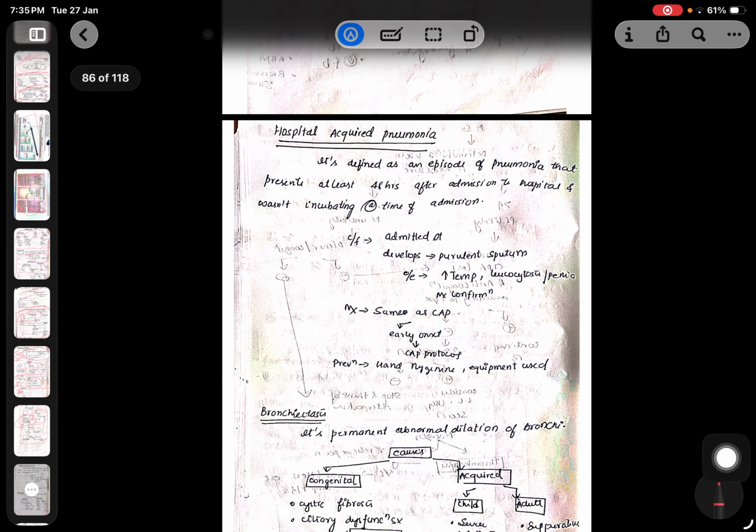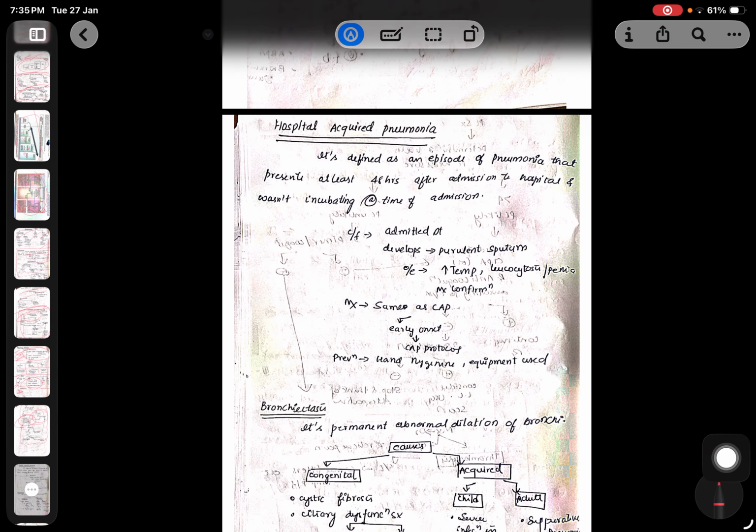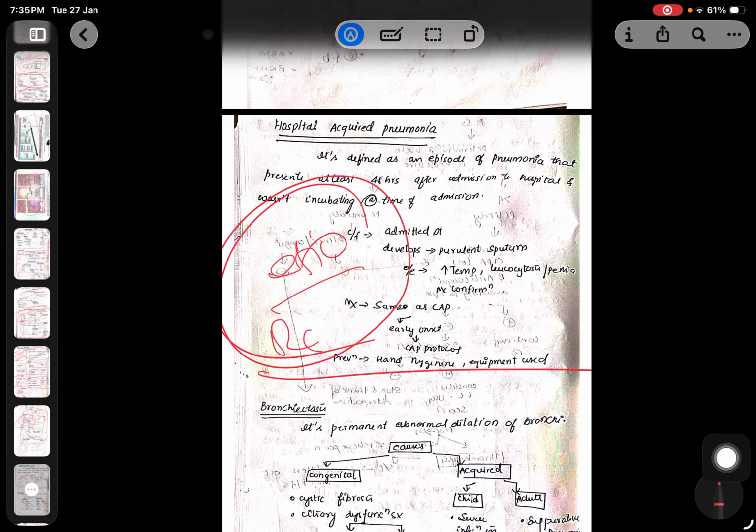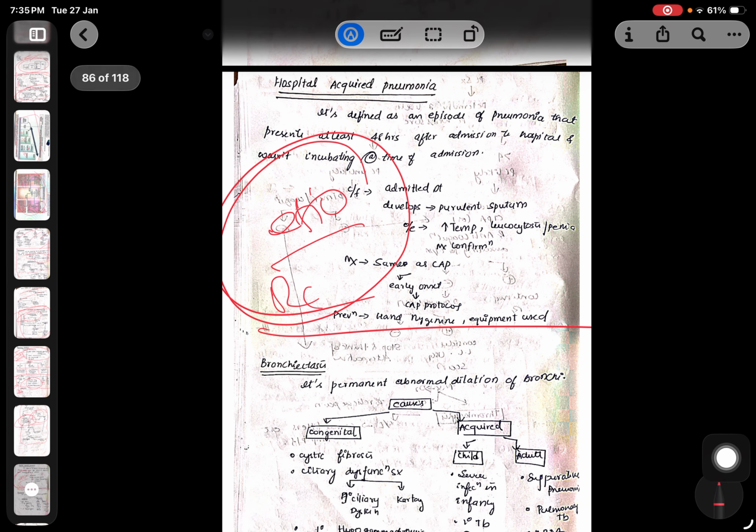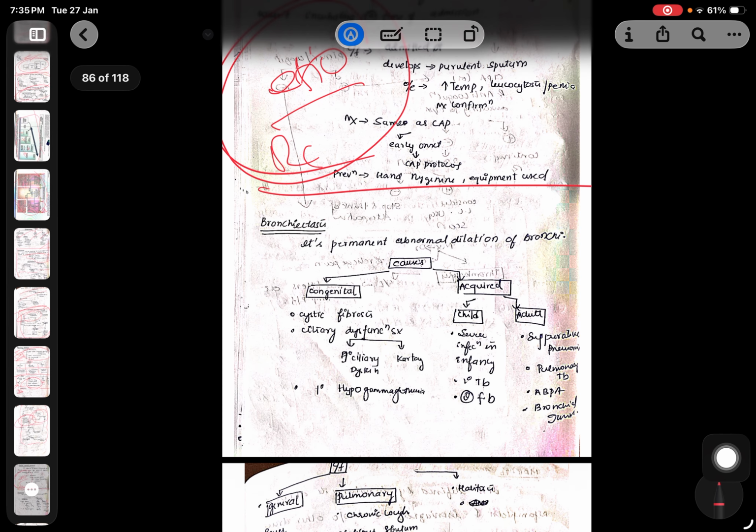Okay. In hospital acquired pneumonia, go with the same narration, but the etiology and the treatment part will change. That's it. Then you write the same thing. So I'm not explaining much. So bronchiectasis, again, it's an abnormal dilatation. Again, it can be divided into congenital and acquired.